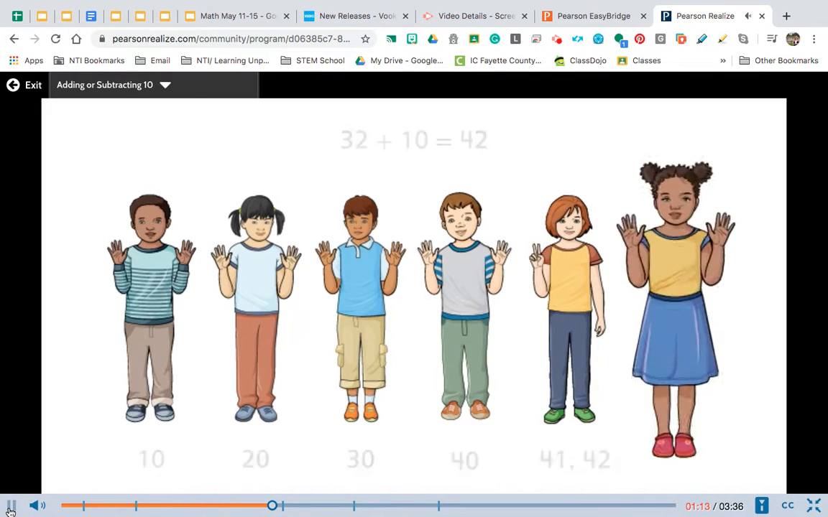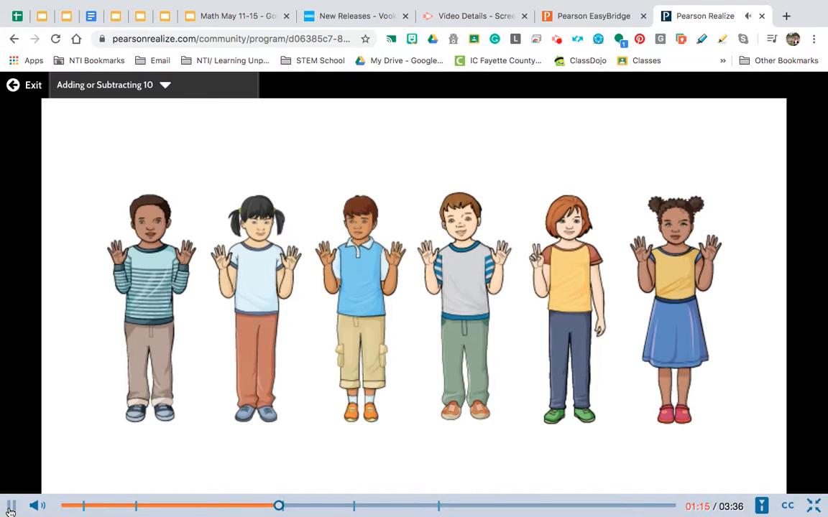What if we add Tamika's 10 fingers? How many fingers will there be in all?